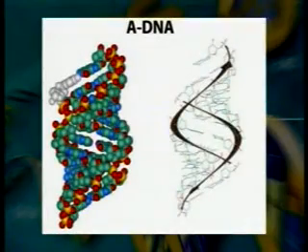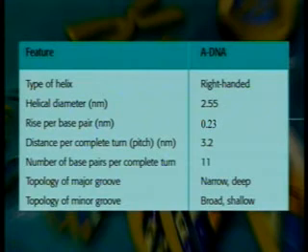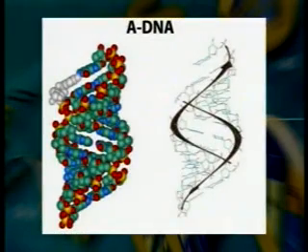A-form DNA is also a right-handed duplex, but the rise per base pair is 0.23 nanometer and the number of base pairs per helical turn is 11. A-DNA is more tightly wound than B-DNA, and the difference between the major and minor grooves is reduced.